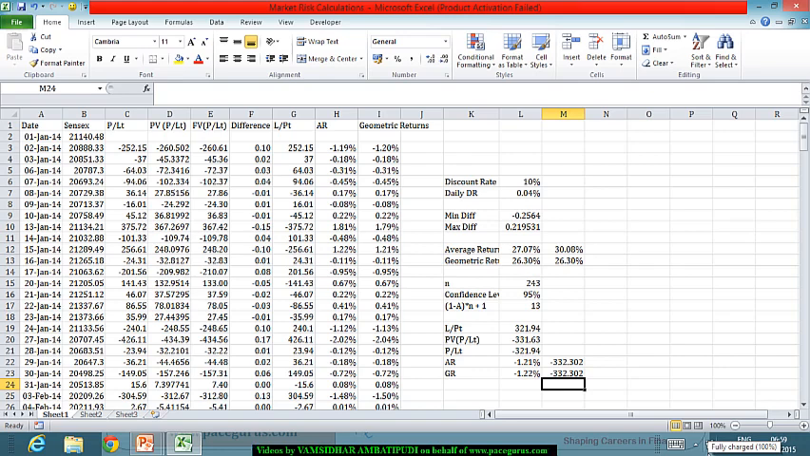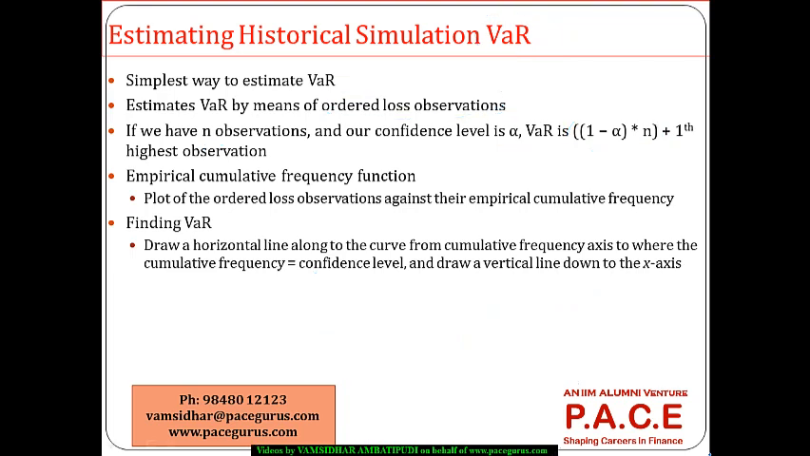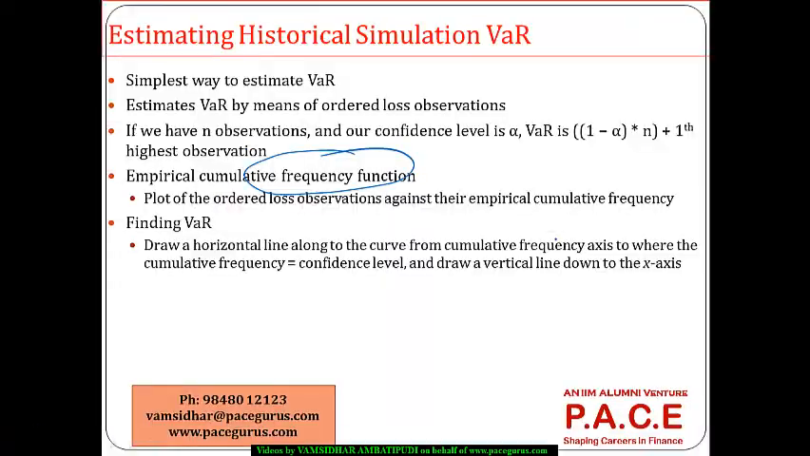So I have to be very clear in terms of the computation of VaR, whether I am doing it with the arithmetic return or with the geometric return, right? The computation has to go more from that dimension using the historical simulation method. And apart from that, I can very well go ahead with the empirical cumulative frequency function. I can do a cumulative frequency for all these things.